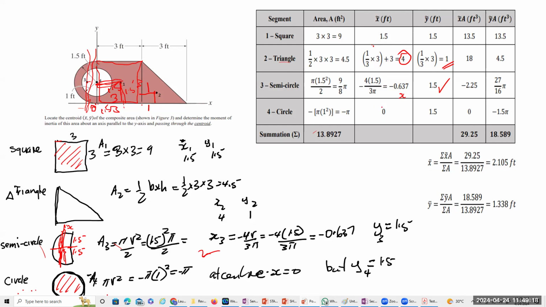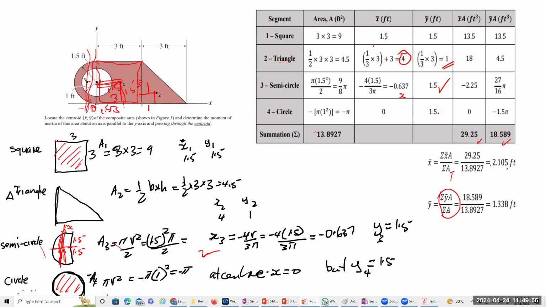Because the origin is at the center, the x distance is 0. Right? And the y distance is 1.5. To get xA, you multiply the distance x by the area A, and you get xA here, and similarly yA. Then you simply sum them, and for x you take the sum of xA divided by the total area. You get that value, and you get 1.3.